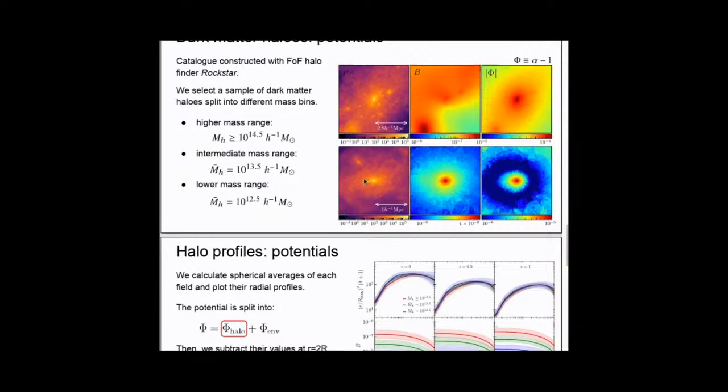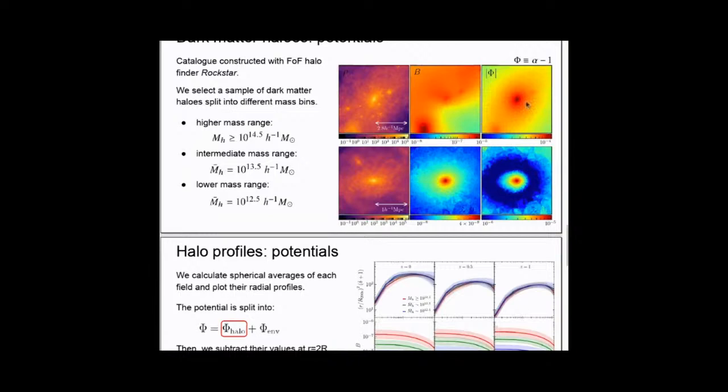We have the higher mass range, where we have the most massive halos of the simulation, with masses above 10 to the 14.5 solar masses. Then we have an intermediate mass range and a lower mass range, with halos with masses basically one order of magnitude smaller than the previous range. And then I looked at this vector potential in these halos in different mass ranges.